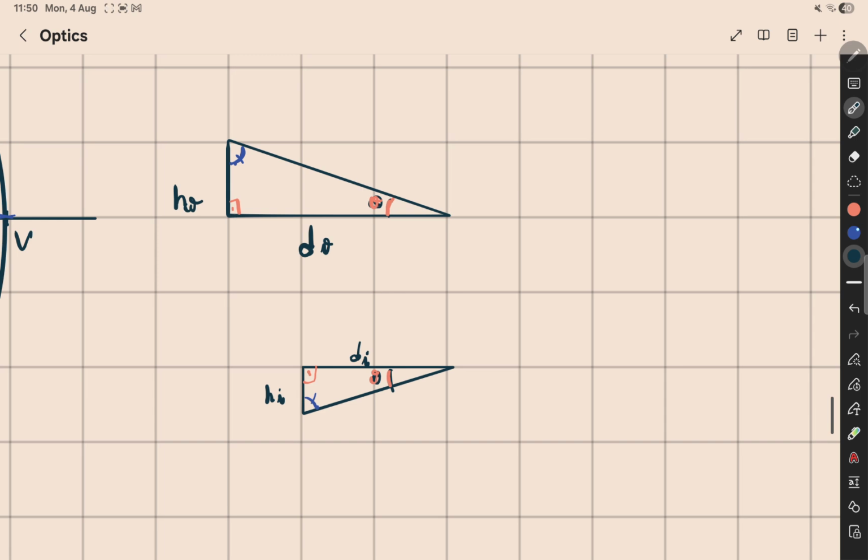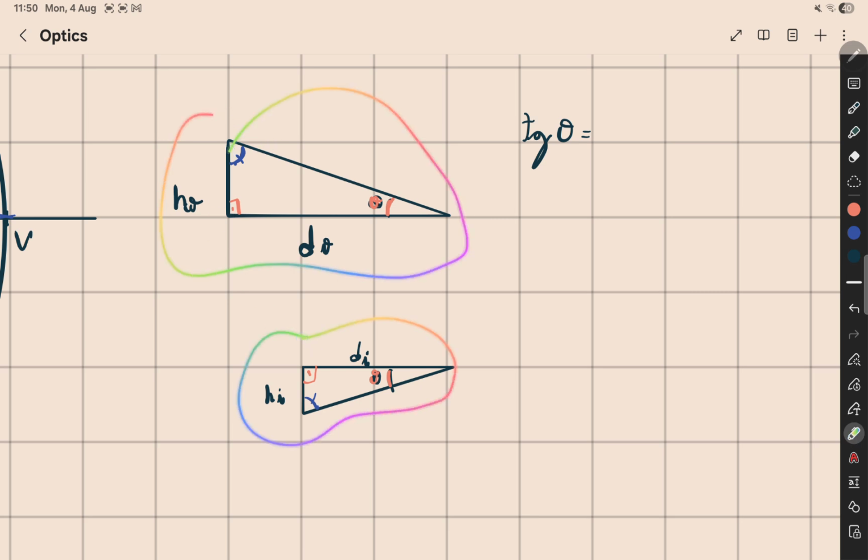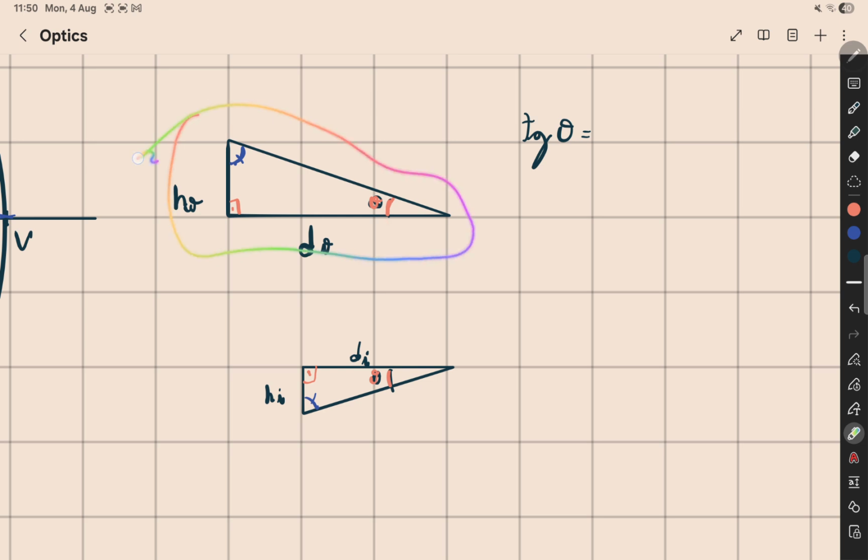So what I'll do is I'll take the tangent of my angle, the theta angle, from both triangles, and since they are similar, if I take the tangent using this triangle here, the big one, it must be equal to the tangent if I take this triangle here, the smaller one.